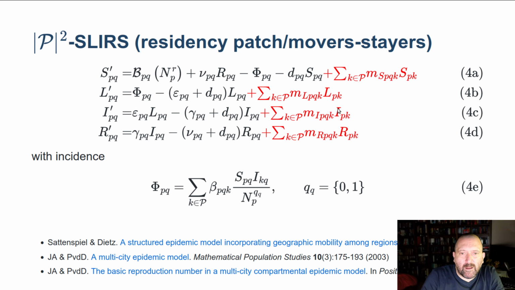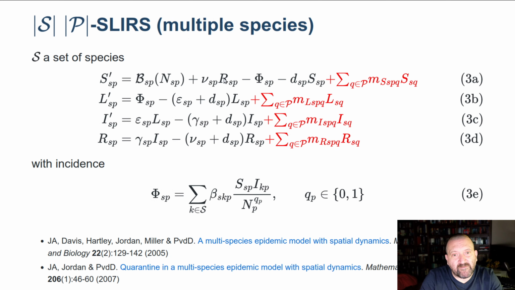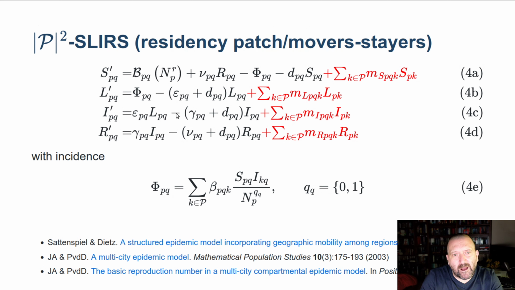Again, if you think about it, it's roughly the same as the one here, except that if there's a cardinal of P patches, here I have cardinal of P squared subpopulations, because P varies from 1 to cardinal of P, and Q varies from 1 to cardinal of P. So these models get big quickly. But the rest of the idea is exactly the same.